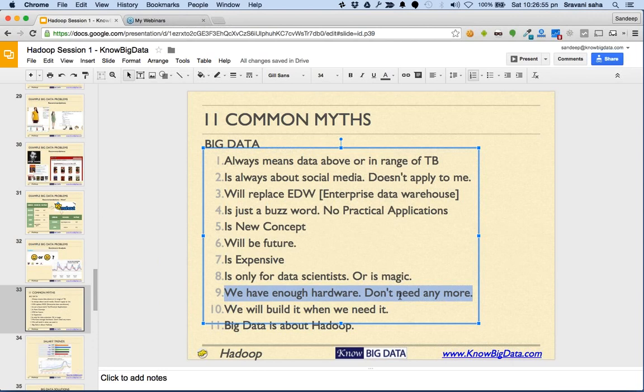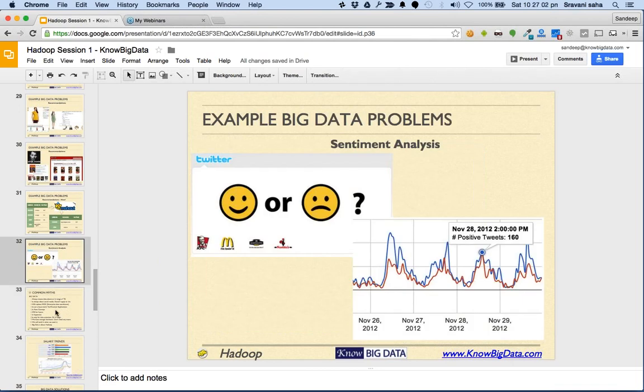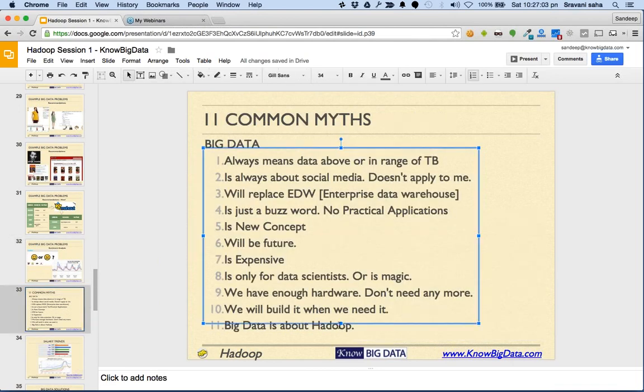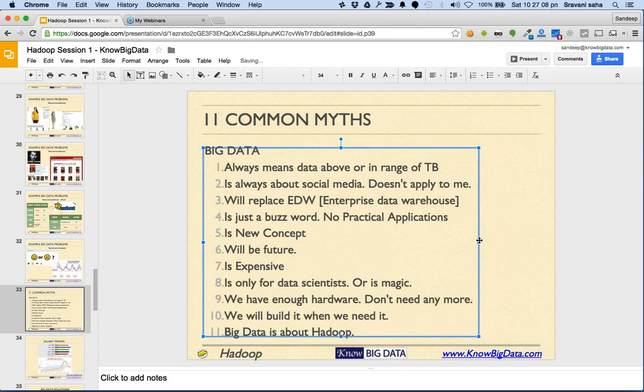Point number 9 is, we have enough hardware and we do not need more. This is a common excuse which I hear. But big data is not about hardware. It's about software, because it doesn't require you to buy new hardware.